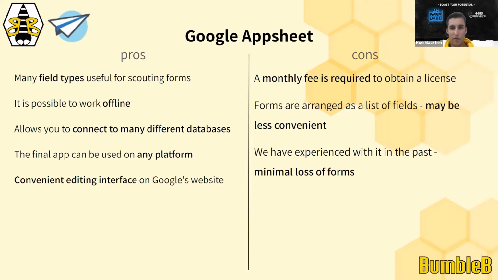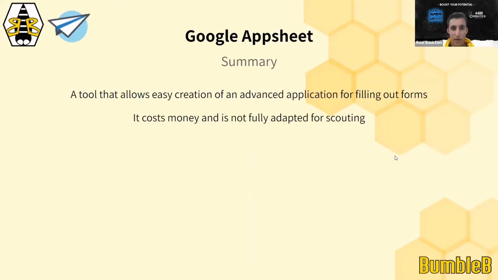And as we have experienced in the past, minimal loss of forms. We don't know exactly why, but we do know that it happened, and it wasn't really fun. It was kind of difficult. So it's a big con of it. To sum up, a tool that allows very easy creation of an advanced application for filling out forms, but it costs money and it's not fully adapted for scouting. It's a very generic app. It can be used to create all sorts of apps, but it's not fully adapted for scouting specifically.